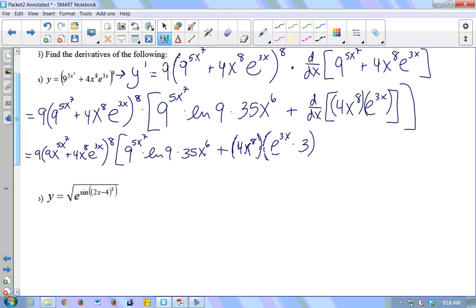Okay, so I have first times the derivative of the second plus the second, e to the 3x, times the derivative of the first. What's the derivative of 4x to the 8th? 32x to the 7th. Good. And I'm not even going to try to simplify it. That is fine.